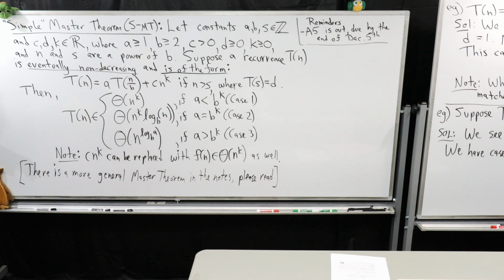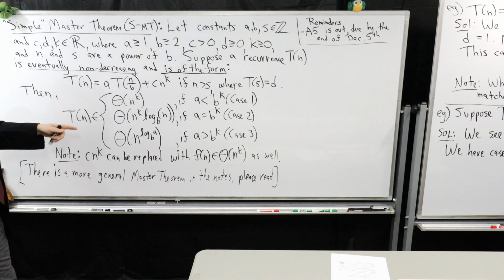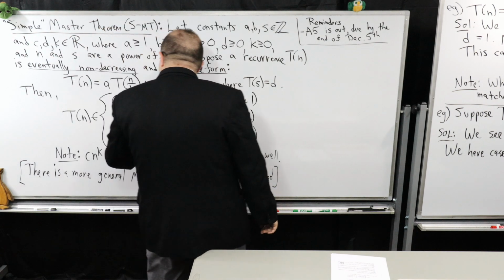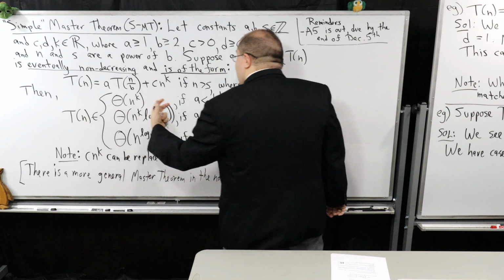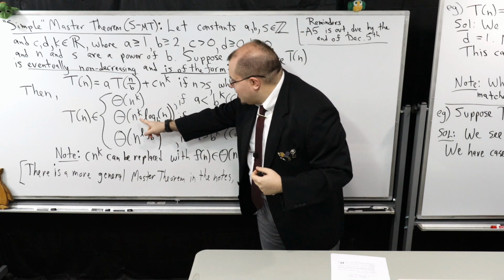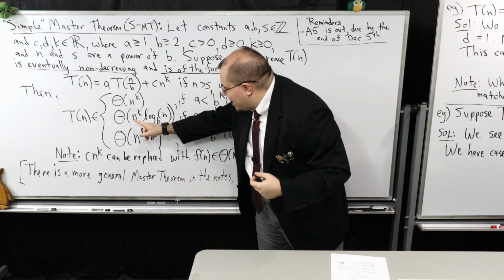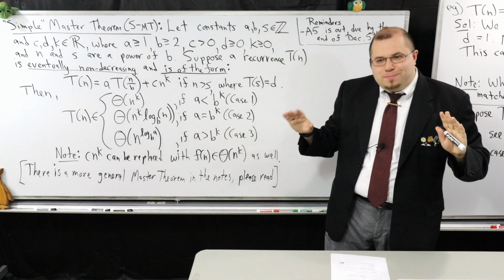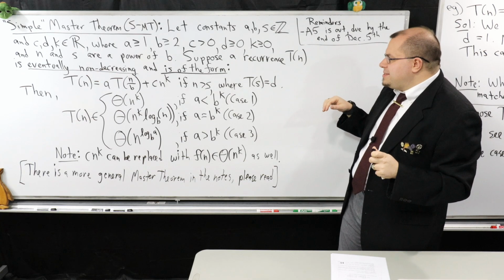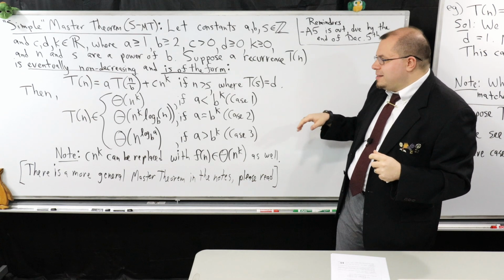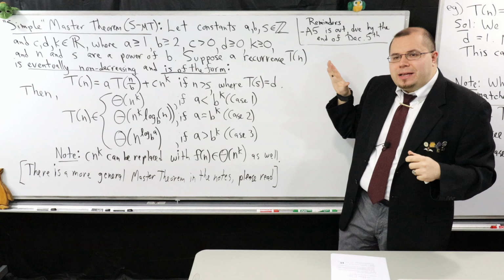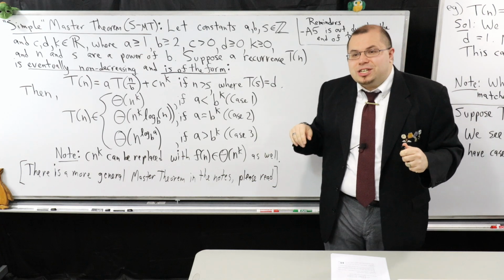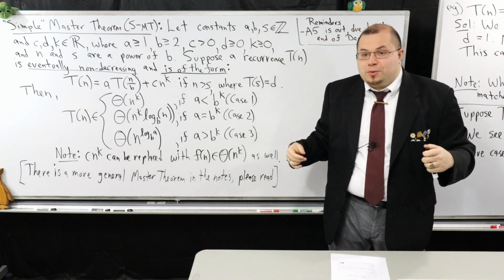If a is equal to b to the k, which we will call case 2, then it's something polylogarithmic, where I have n to the k times log base b of n. Just keep in mind that b itself doesn't really matter in the asymptotic notation. It's just for the sake of ease for us to remember the form.